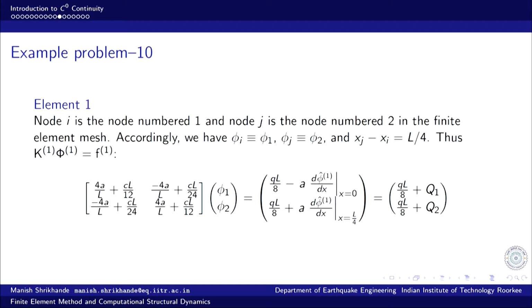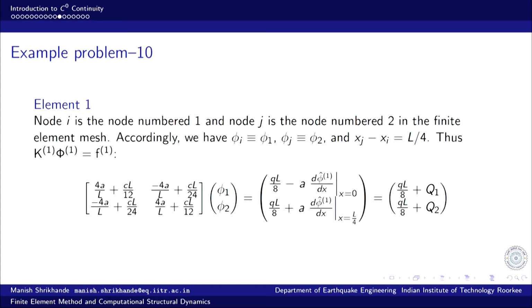So, this gives us the basic equation: k phi for element 1, multiplied by the degrees of freedom for element 1, is equal to the forces in element number 1. Similarly, this is what we evaluate and we keep it aside. Now, we move to the next element.